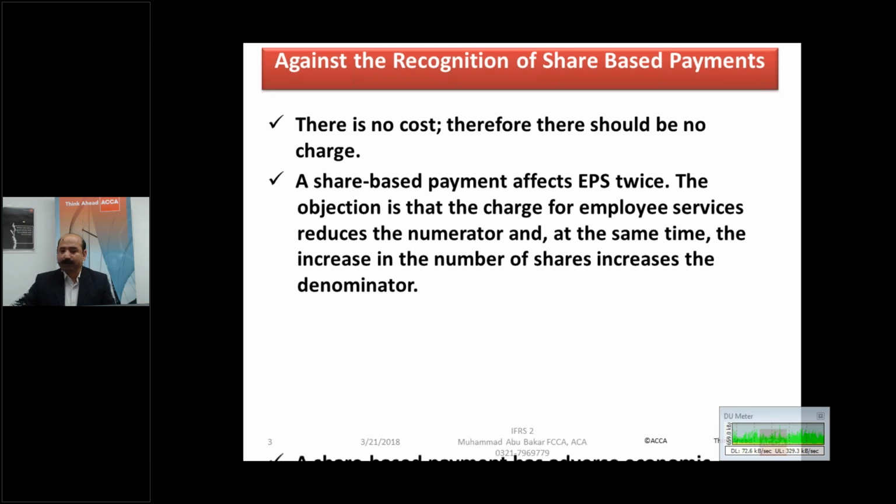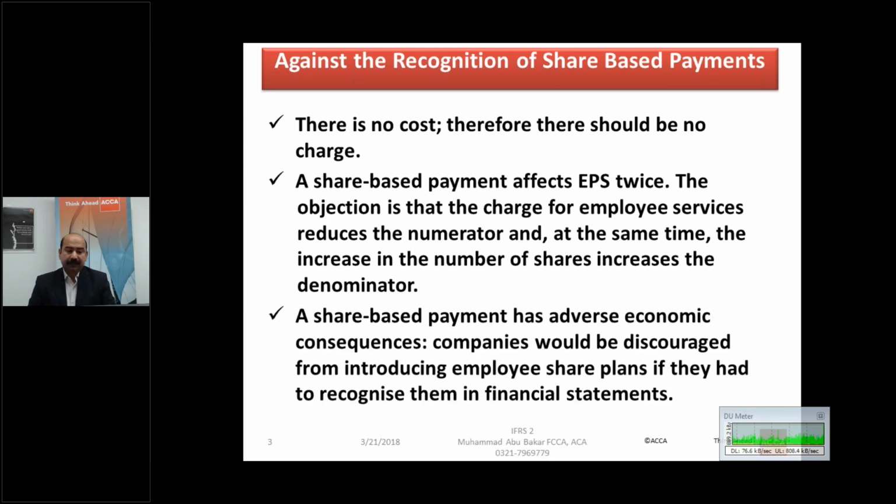The third one is that a share-based payment has adverse economic consequences. Companies would be discouraged from introducing employee share plans if they had to recognize them in the financial statements. This argument is valid, but though this argument is valid, we cannot allow a company to not account for these share options. This is because it would distort their reporting. Therefore, it should be accounted for.